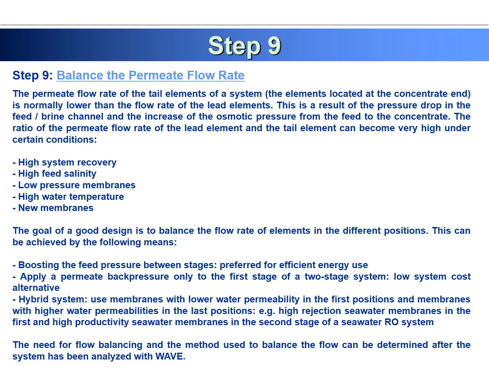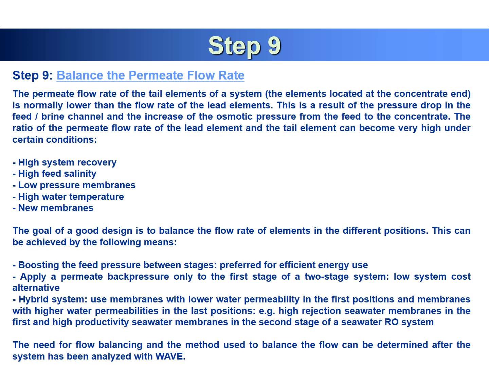Last but not least, balancing the permeate flow rate. The permeate flow rate of the tail elements of a system is normally lower than the flow rate of the lead element. This is a result of the pressure drop in the feed and brine channel and the increase of the osmotic pressure from the feed to the concentrate. The ratio of the permeate flow rate of the lead element and the tail element can become very high under certain conditions.